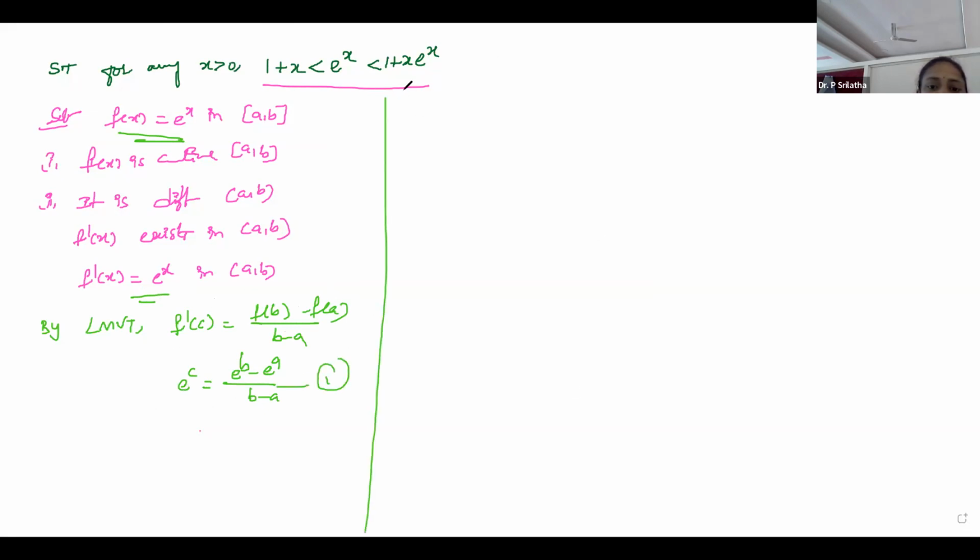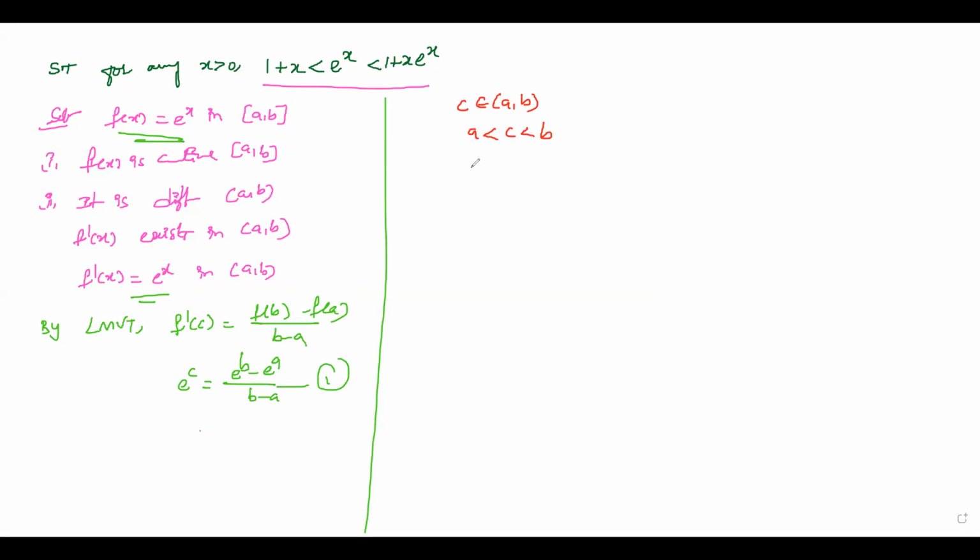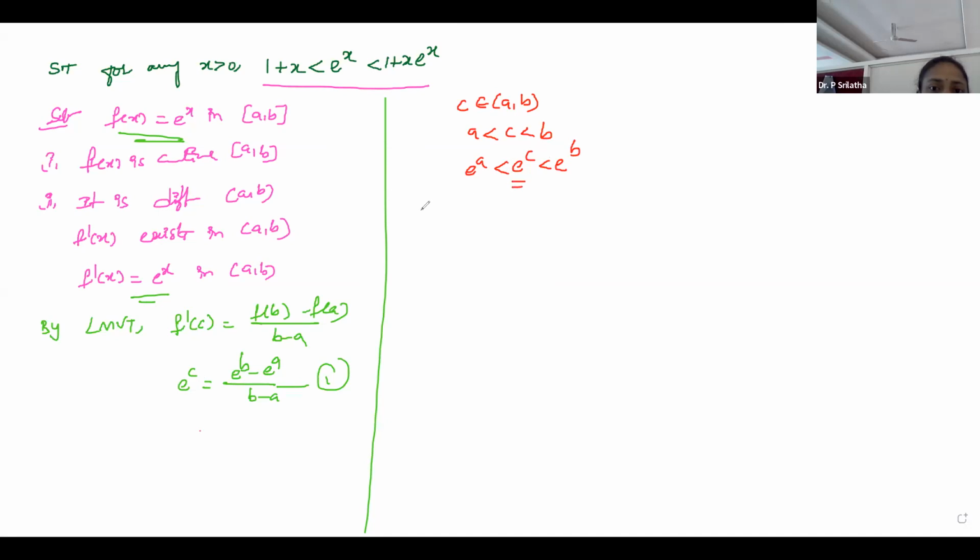So what is our next step? This is our most important step, that is c belongs to the open interval a comma b. So from that, a less than c less than b. So we have to take e power a less than e power c less than e power b. Instead of e power c, we have to substitute that value from equation 1.